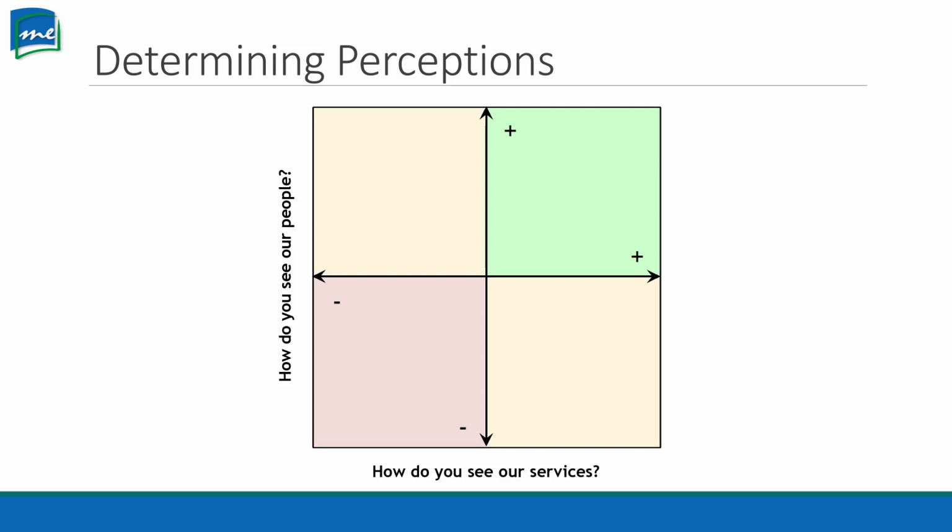Hopefully it's in the upper right-hand corner, the both positive section. If it's in the lower left-hand corner, both negative, well, you've got a lot of work to do. If it's somewhere in the other two boxes, the other quadrants, figure out how you can get that into the upper right quadrant. And if you can do that, you'll be golden because you're working with your customers and they realize that.